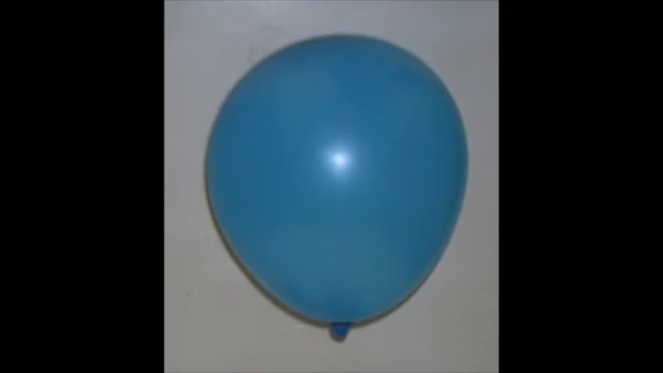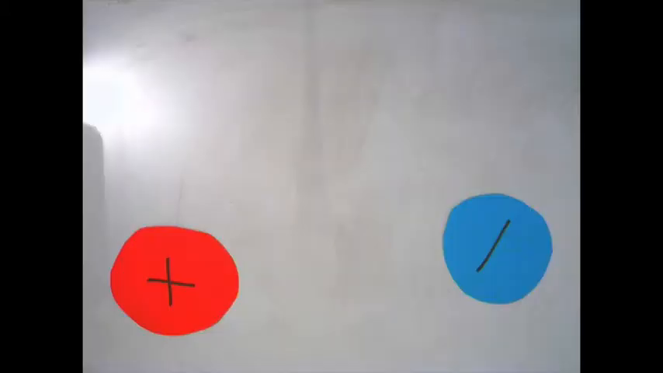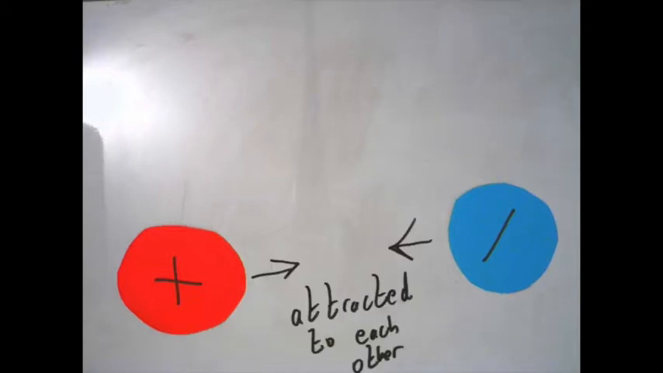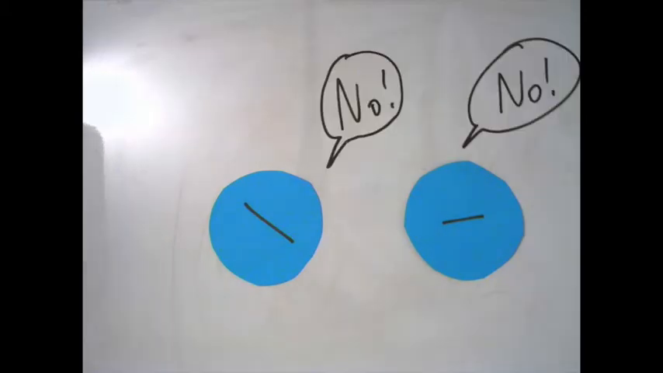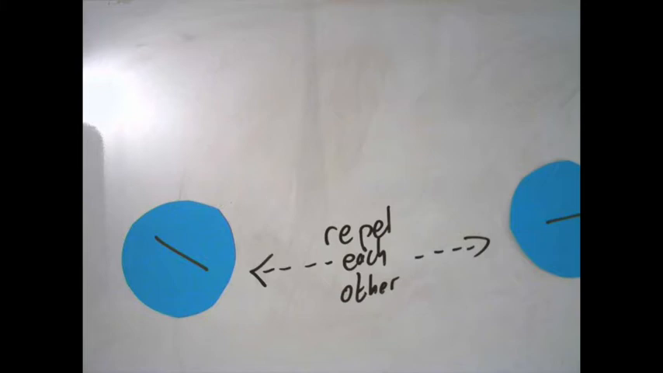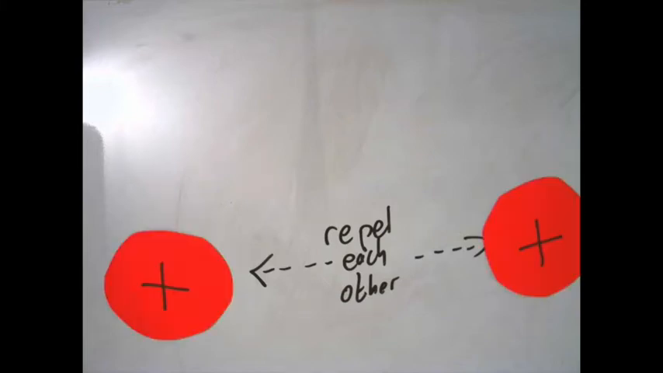So the first thing you need to be familiar with is that charge comes in two flavors. There's positive charge and there's negative charge. If they're opposites, if you have a positive charge and a negative charge, they're going to be attracted to each other. But if they're the same type of charge, if you've got two negatives, they won't be attracted to each other. Instead, they're going to repel or push against each other. And the same for two positives as well. They're going to push against each other, they're going to repel.